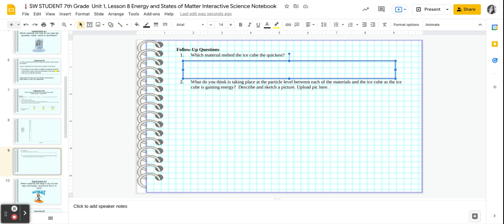And then the wooden spoon. So, how did the energy transfer between the wooden spoon and the ice cube? And then finally, the styrofoam. How did energy transfer with the styrofoam and the ice cube?